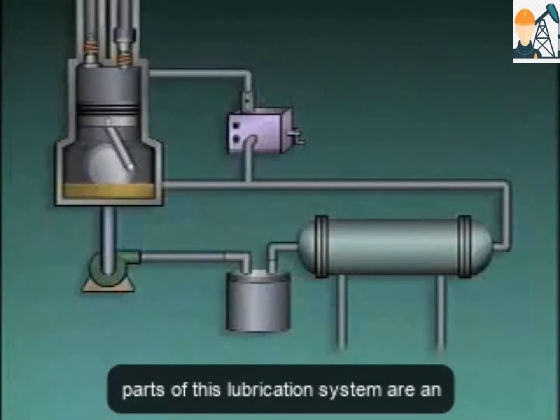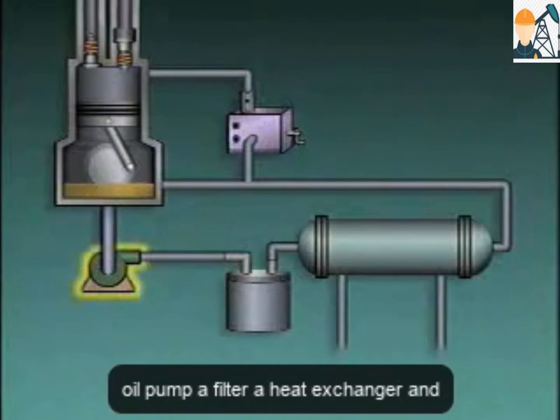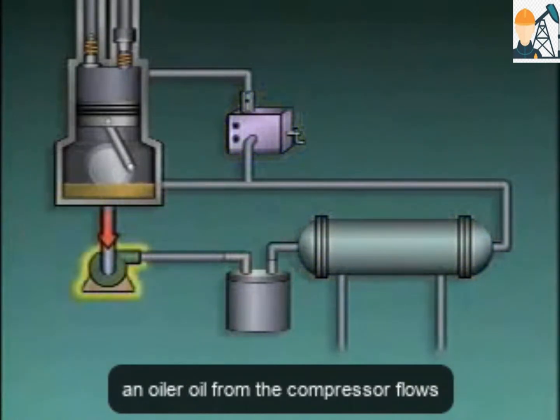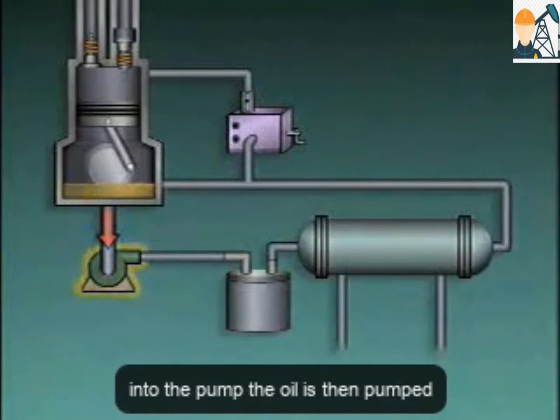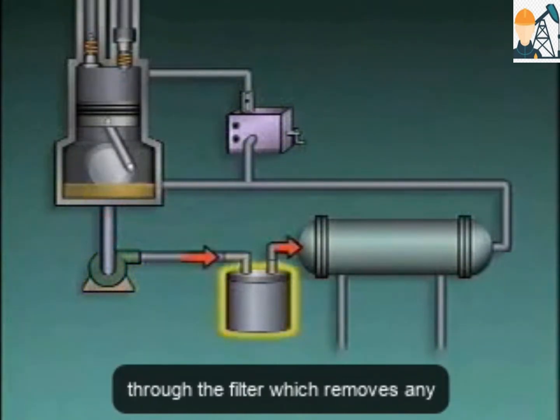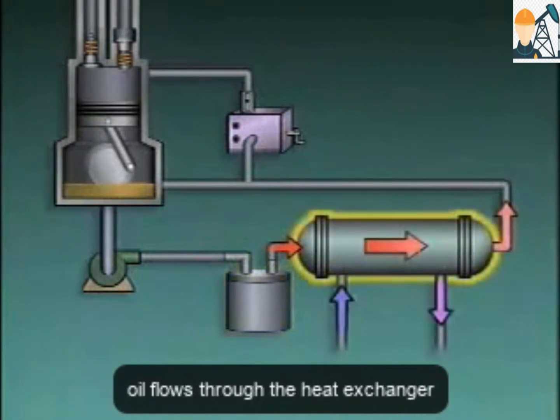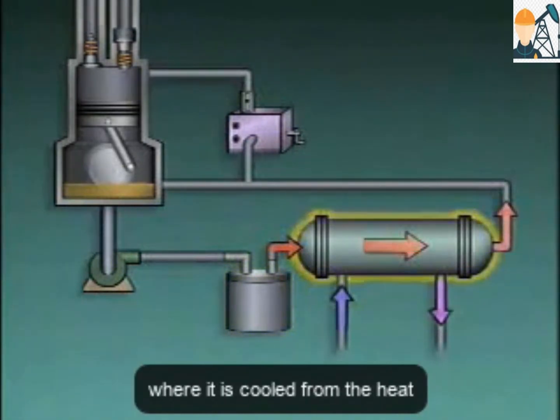The main parts of this lubrication system are an oil pump, a filter, a heat exchanger, and an oil injector, which is commonly called an oiler. Oil from the compressor flows into the pump. The oil is then pumped through the filter, which removes any solid particles from the oil. Next, the oil flows through the heat exchanger where it is cooled.